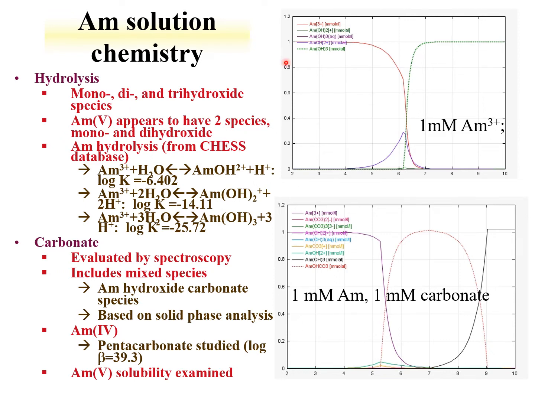And here's an example of some americium speciation from the CHEM database. At 1 millimole of americium, you start to get a decrease of the free americium concentration around pH 6, with the formation of the americium trihydroxide at the higher pHs. In the presence of carbonate, as shown here, we see that in 1 millimole of americium and 1 millimole carbonate, the mixed americium hydroxy carbonate species dominates from around pH 5.5 to around pH 8.5. These carbonate species were examined by spectroscopy, and it is demonstrated that these mixed species can be very important dominant species.